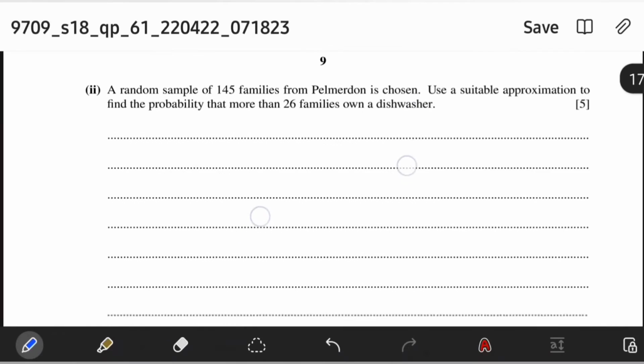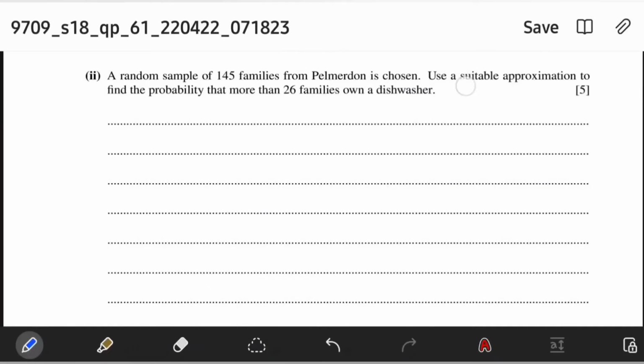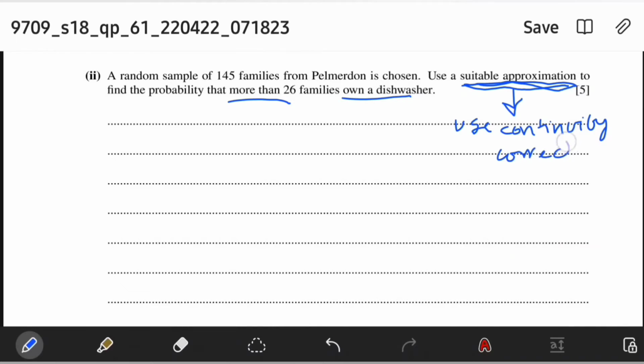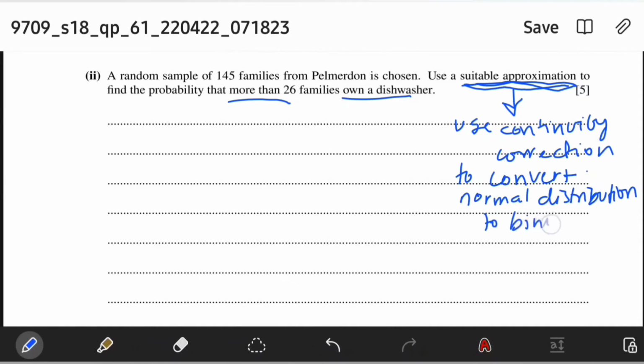A random sample of 145 families of Palmer Dawn is chosen. Use a suitable approximation to find the probability that more than 26 families own a dishwasher. So whenever the phrase suitable approximation comes, you have to use continuity correction. So let's just write it. Use continuity correction to convert normal distribution to binomial distribution.